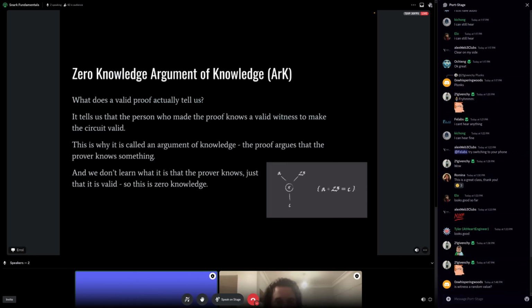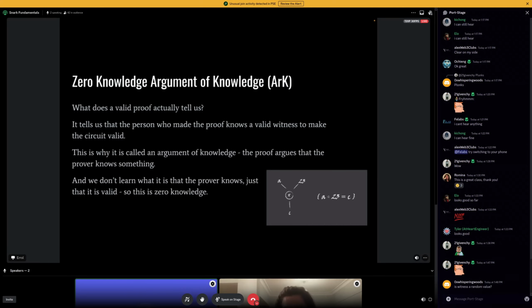But a more interesting perspective many times is that the person who made the proof knows a valid witness to make the circuit valid. Okay? A different perspective here is not that it's been filled out correctly, it's that the prover knows how to fill it out correctly. And again, in the next example, you're going to see why that perspective change is important. But it also explains the naming of a SNARK, because the ARK bit at the end of SNARK stands for argument of knowledge. And so the proof is arguing that this person knows a witness specifically. That's what the argument of knowledge is, that the prover knows a witness.